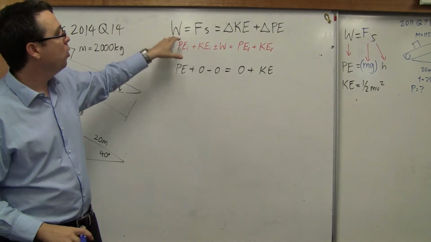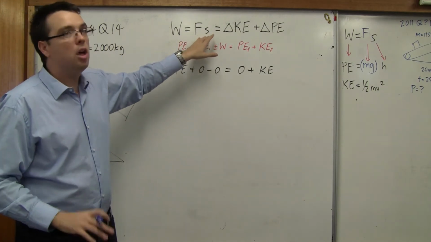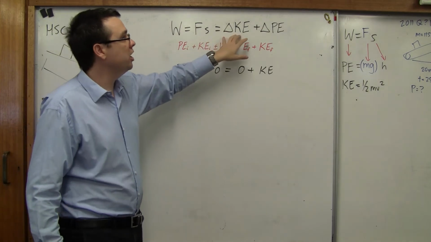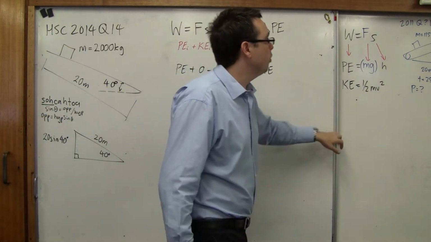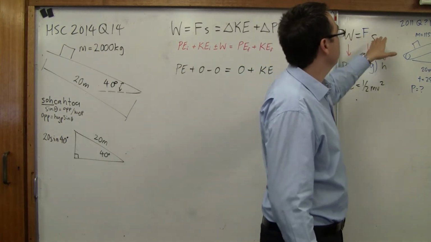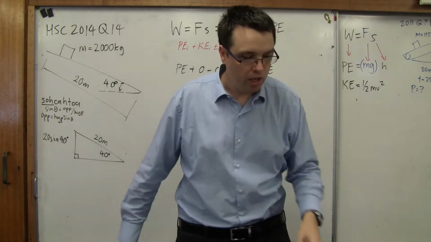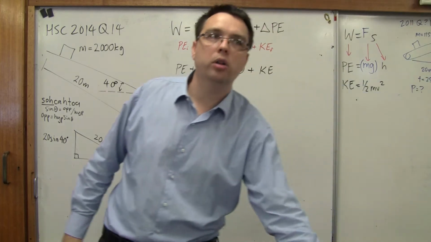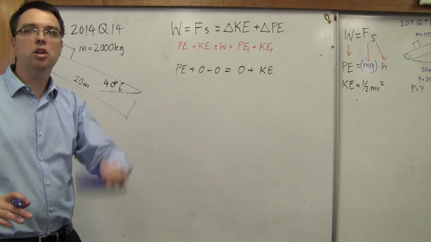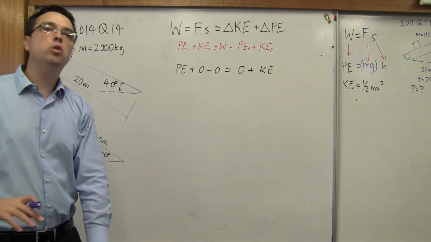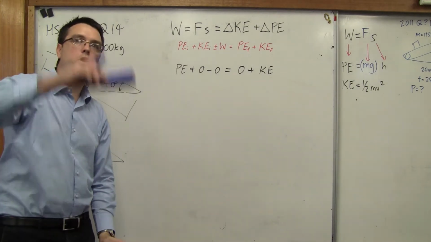Work equals force times displacement, but it's also equal to the change in kinetic energy plus the change in potential energy. Now, for those formulas, work equals force times displacement. It's important that you remember that if you lift something up, the weight, the mass times gravity, is only relevant when you measure the displacement in the vertical direction.